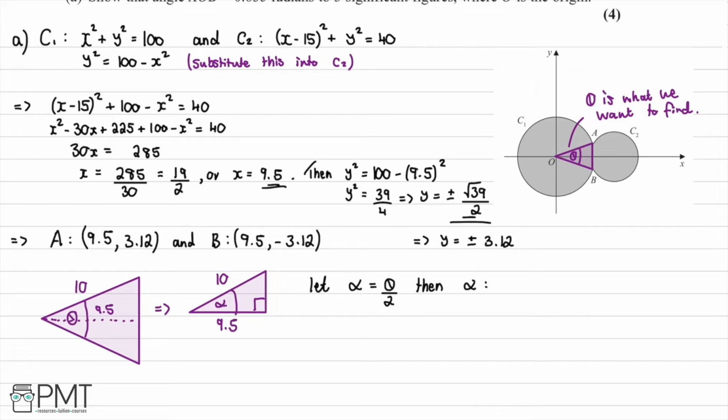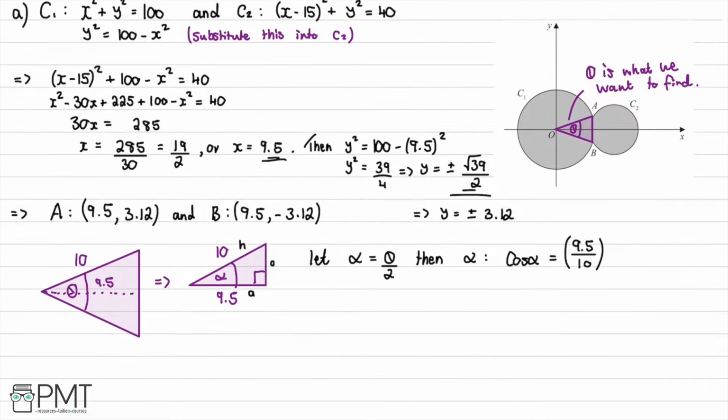We have that cos alpha is going to be equal to, well, we know from SOH CAH TOA, it's going to be the adjacent over the hypotenuse. So we're going to have that this is the adjacent, that is the opposite, and this is the hypotenuse. So we're going to have 9.5 divided by 10. So therefore we can take the inverse, and we have that alpha is going to be equal to cos negative 1 of 9.5 over 10. And we put this into our calculator. Remember to have our calculator in radians, and this comes out as 0.31756.